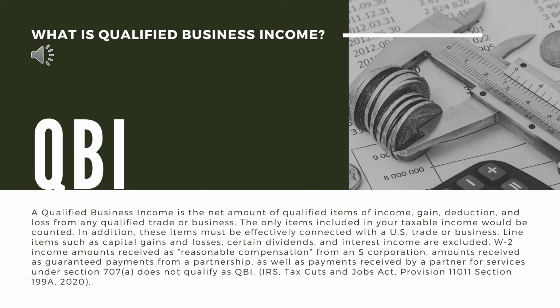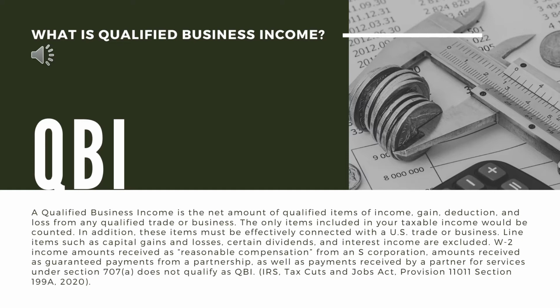What is a qualified business income? What is included and what is not? As declared, Section 199A deduction has two components involved, with the first component being qualified business income. A qualified business income is the net amount of qualified items of income, gain, deduction, and loss from any qualified trade or business. The only items included in your taxable income would be counted.